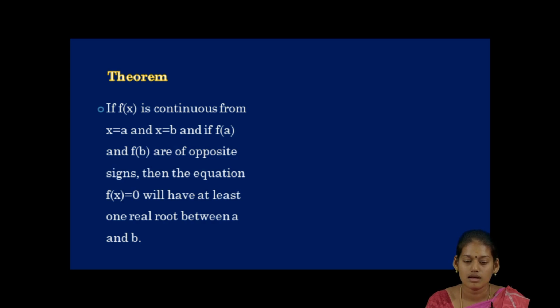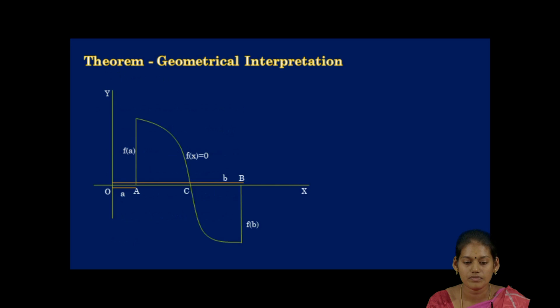Now, I am explaining this theorem in geometrical form. Here a comma f of a is plotted, and b comma f of b is plotted, and the continuous function is f of x. We have to find the root of the function f of x such that f of x equal to 0. The point where f of x equals 0 lies on the x axis, and we are going to find the point C here.